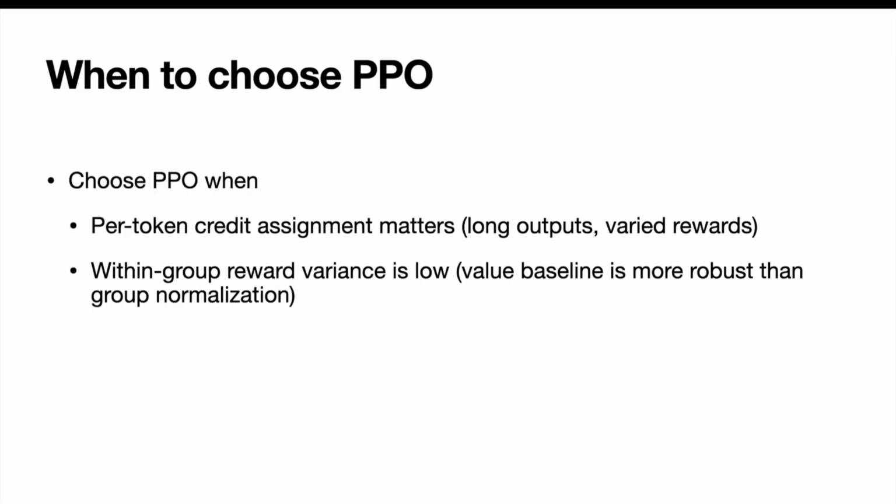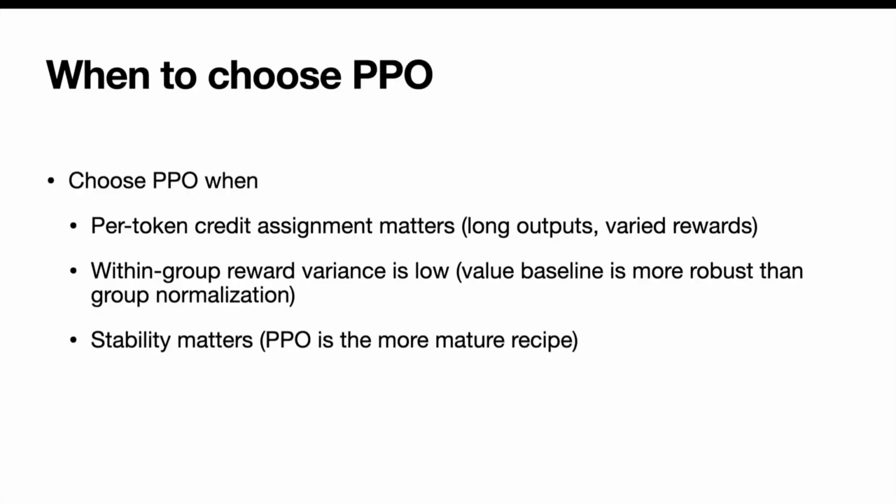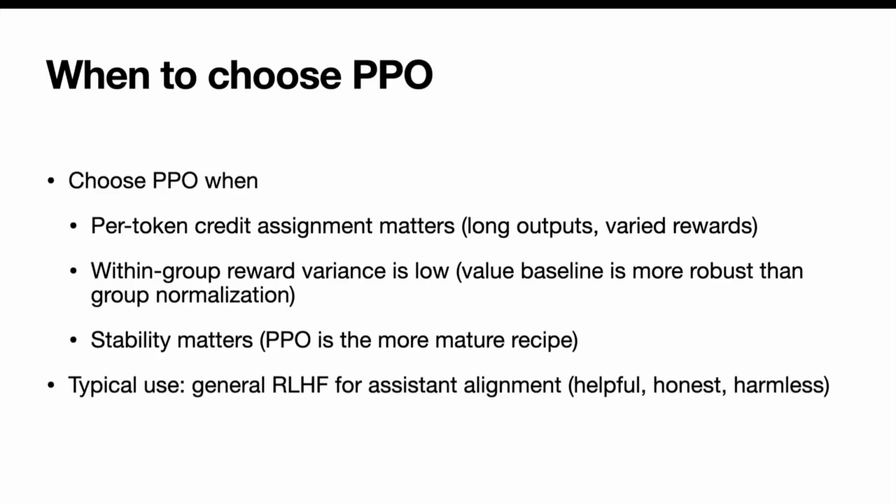PPO is also useful when the reward variance within a group of sampled answers is low. In that case, group normalization may not give a strong baseline, and a learned value model can be more robust. Another reason to choose PPO is stability. PPO is a more mature and widely tested recipe for general RLHF training. So, the typical use case is general RLHF for assistant alignment, making the model more helpful, honest, and harmless.